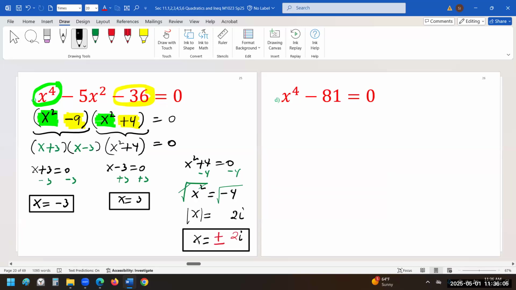Okay. Does it look familiar? x to the 4 minus 81 equals 0. We don't have 3 terms, right? If we had 3 terms, we could factor that way. For 2 terms, what are the possibilities we have? And then? Fourth root. But you're going to lose 2 solutions for that.